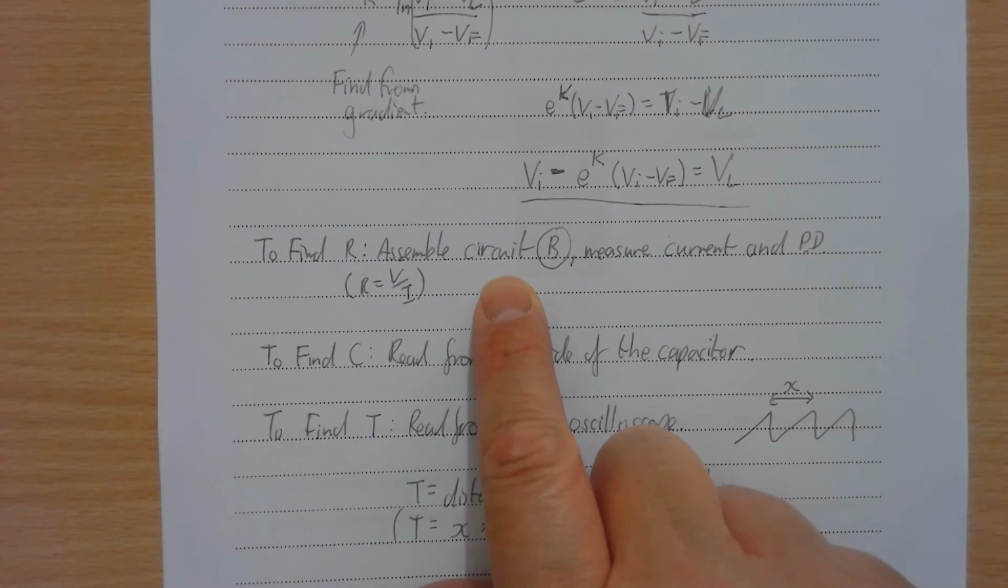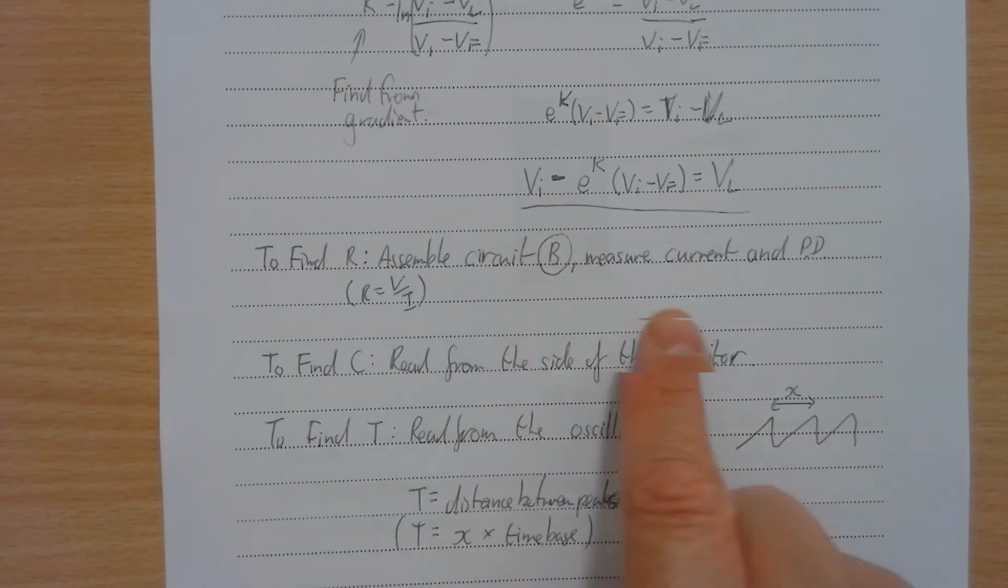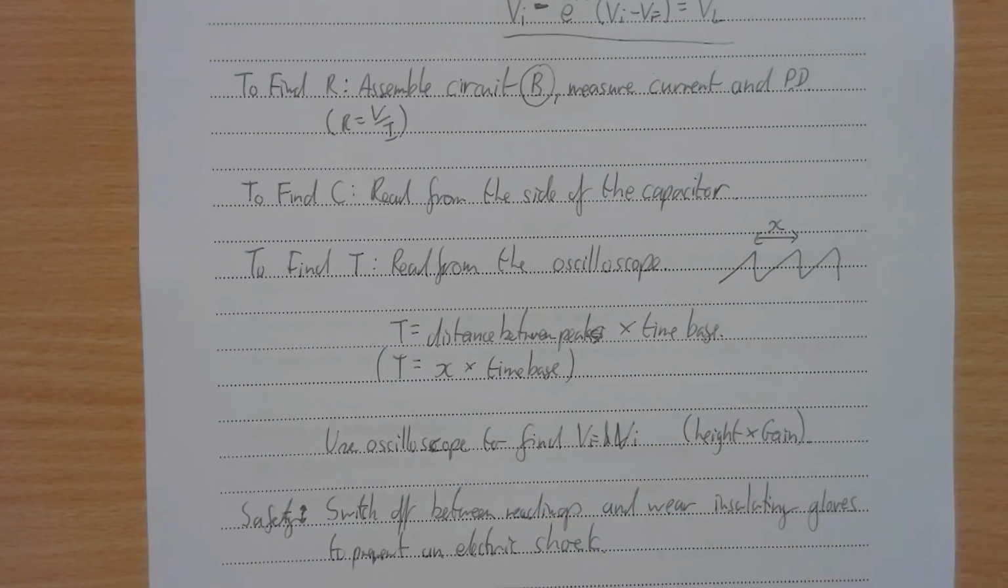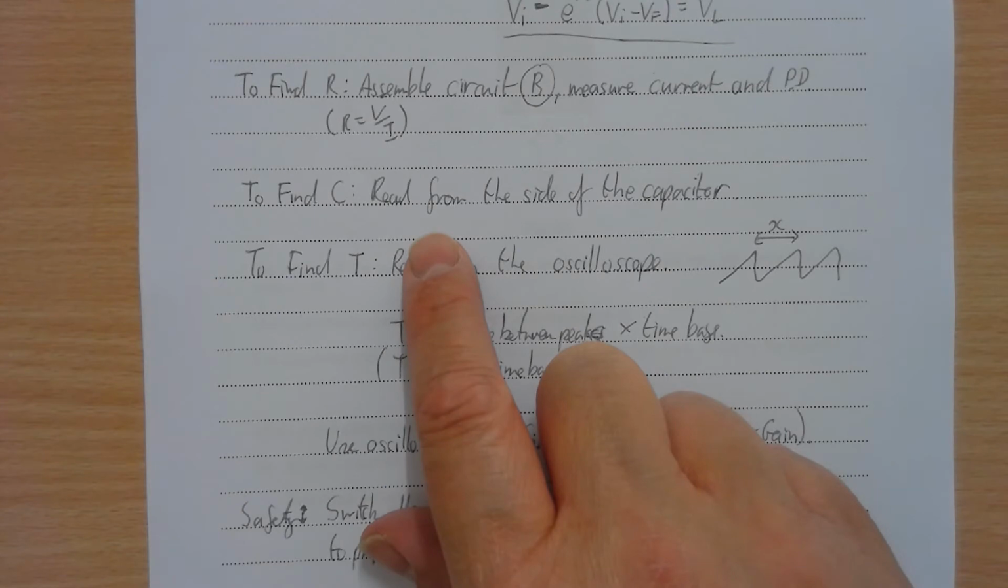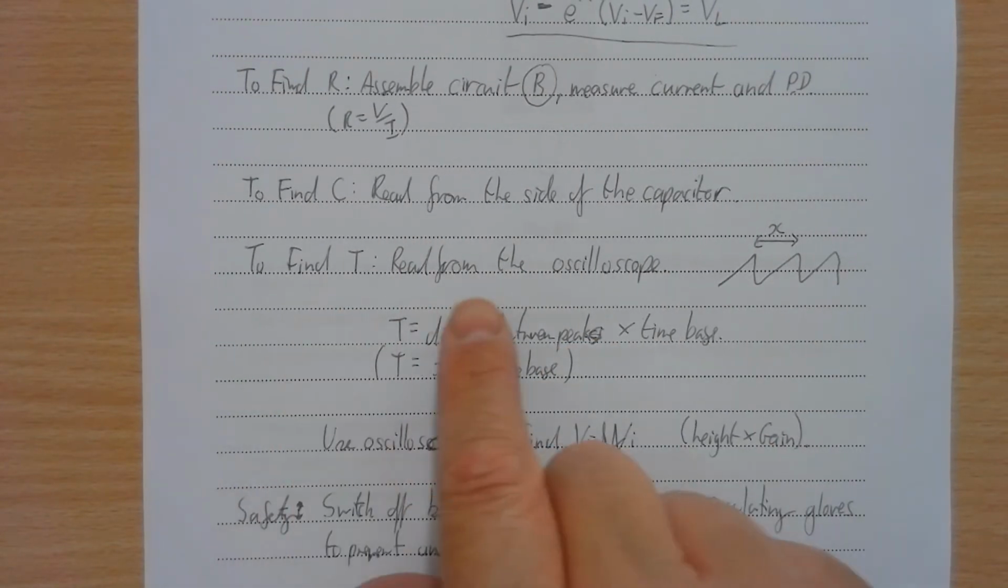How would we measure R? Well, we've got to put the resistor in a separate circuit, measure the current and potential difference. Resistance is V over I. How would we find the capacitance? Well, that's an obvious one. You'd read it. It's written on the side of it. To find T, you could read from the oscilloscope.